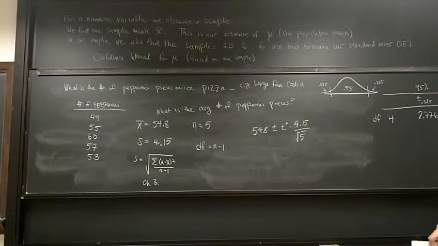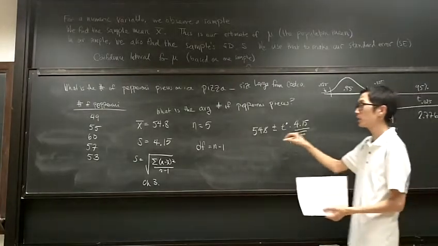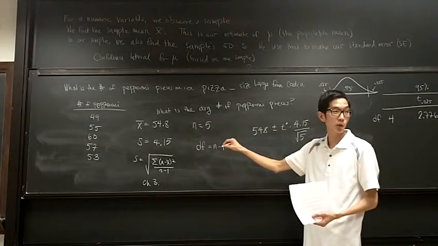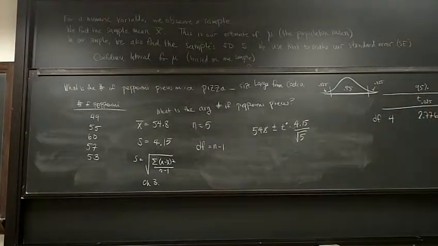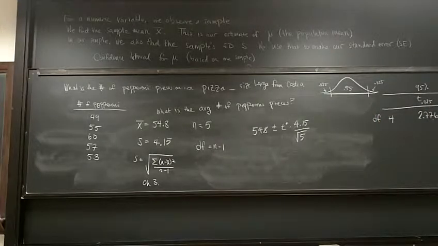Yes. How do we get to 2.776? Do you have one of these tables? Yeah. Okay, so you're in the column for T.025 or 95%, and then we're going to the row with 4 degrees of freedom. Why 4? Because my degrees of freedom is n minus 1. Oh, 5 minus 1. N minus 1.